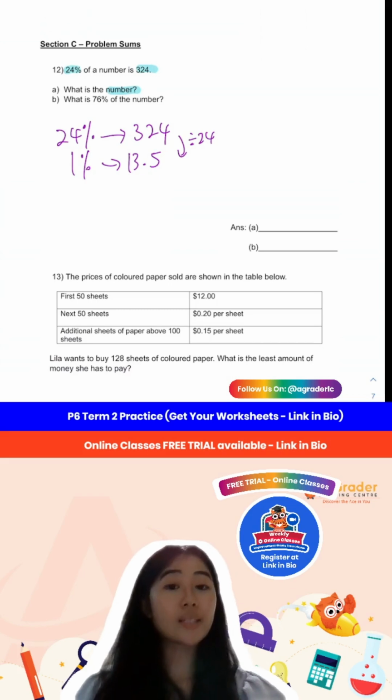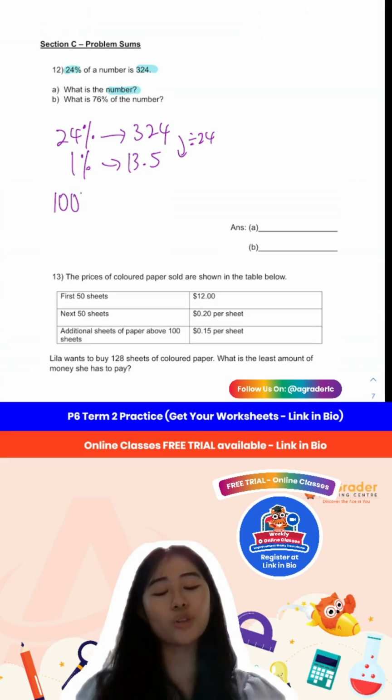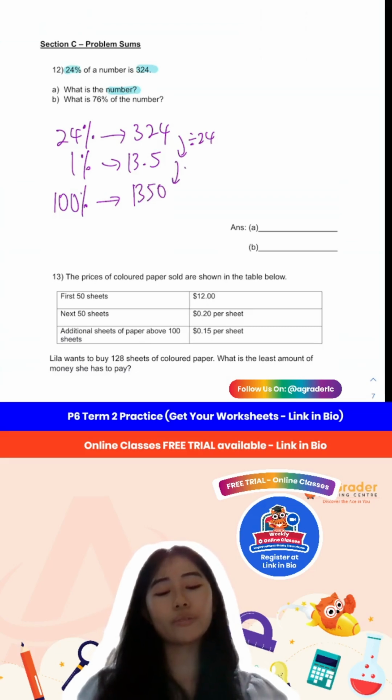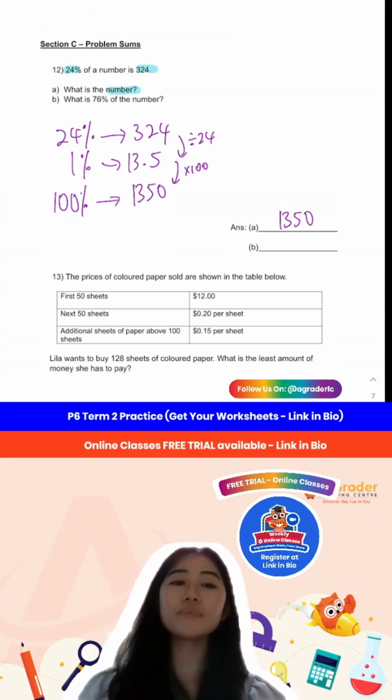If they ask you what this number is, it refers to the total. So it means that you're supposed to find 100%. The number itself is 100%. So this will be 1350. So that's the answer for part A.